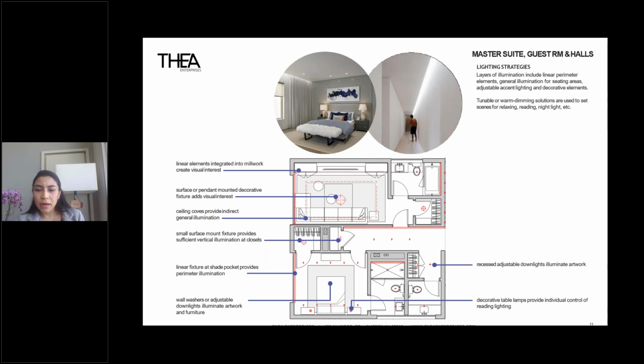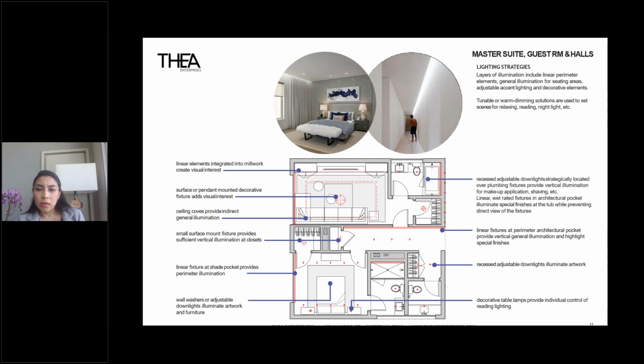And in the corridors, we have, again, recessed downlighting to illuminate any artwork and linear fixtures in a pocket to illuminate the vertical surface, providing general illumination. And if you had a special finish, this would also emphasize that.